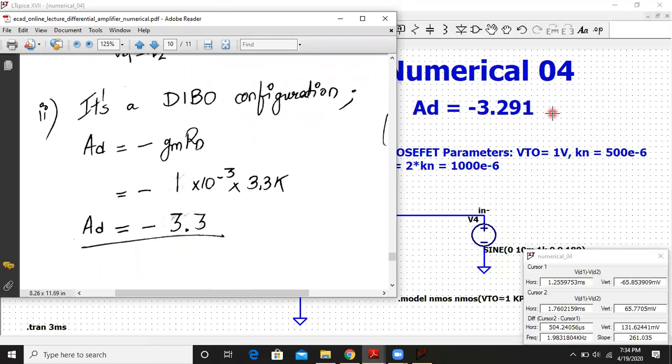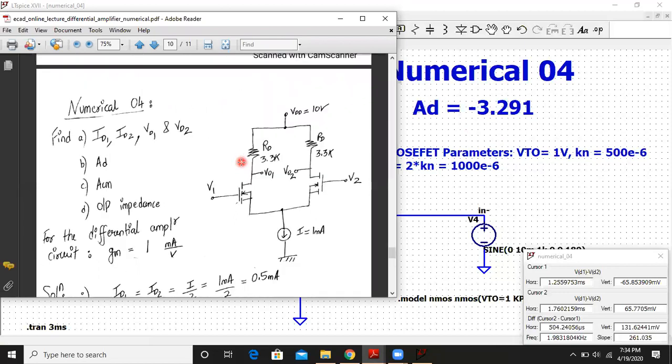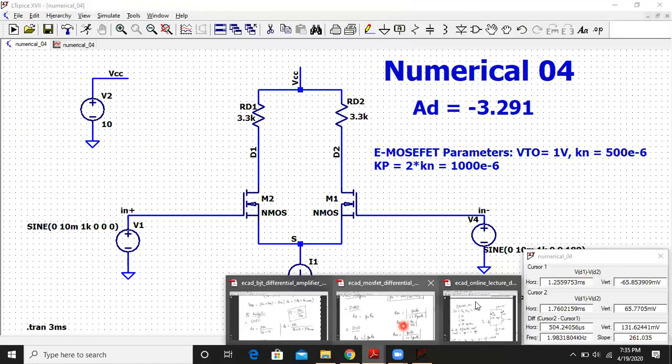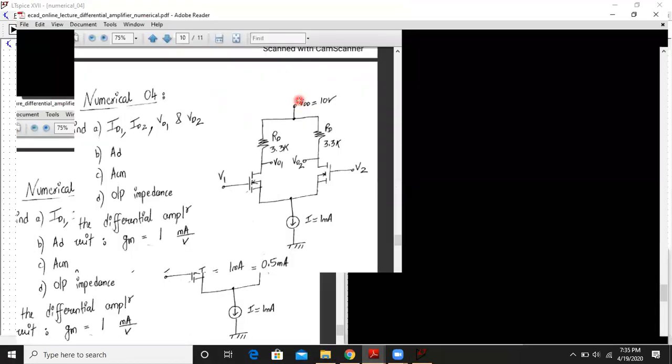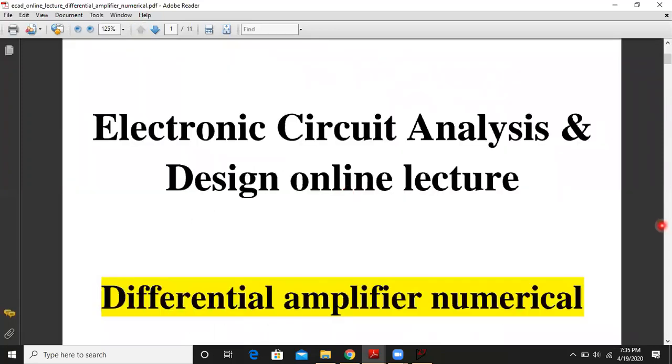So that's it for today. Next time we'll see some other topics on electronic circuit analysis and design. Today we have covered quite a variety of circuits, including the current sources. Next time, for the electronic circuit analysis and design online lecture, we'll cover some different topic.